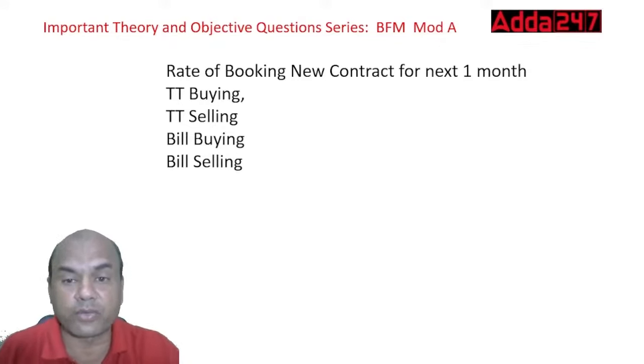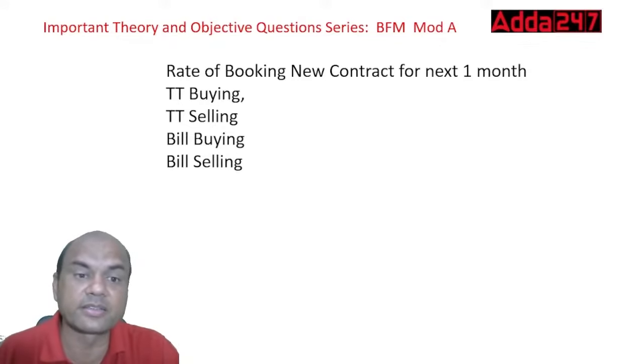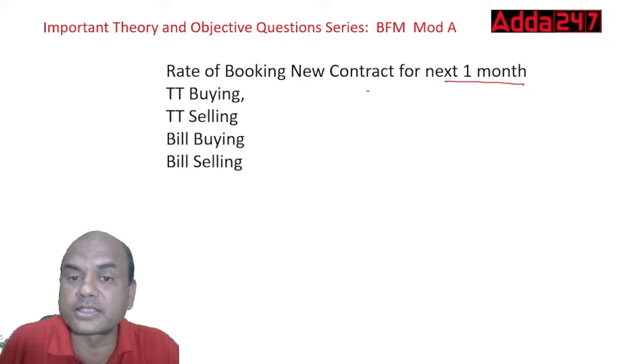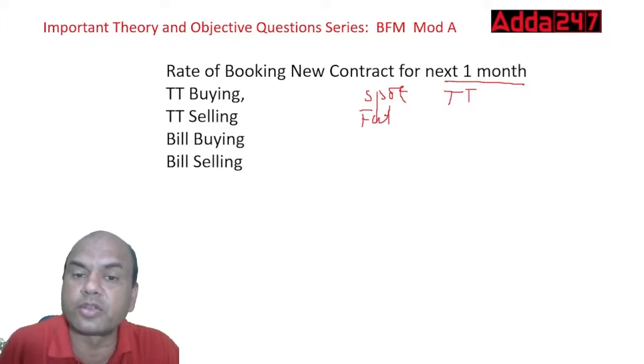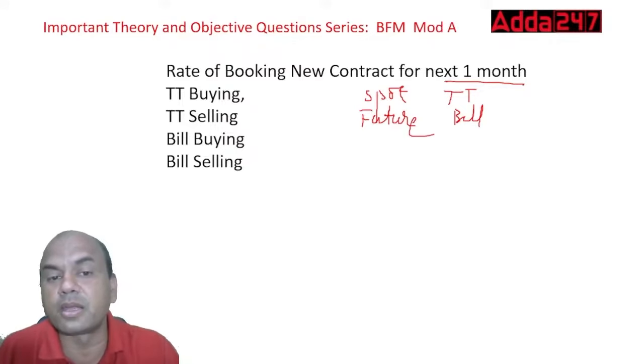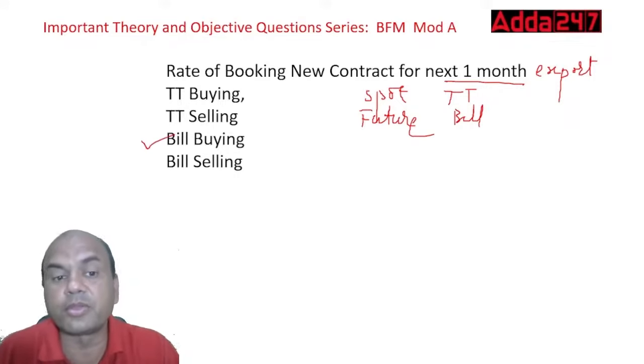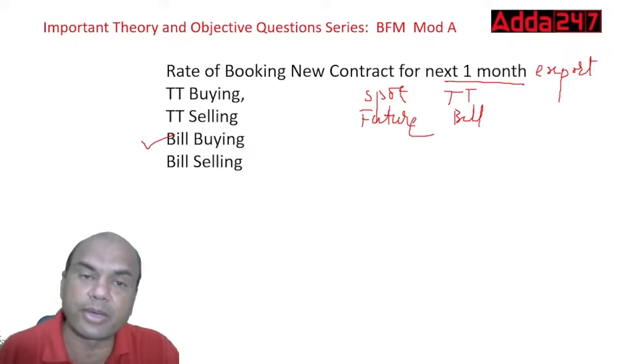Rate of booking a new contract for the next 1 month is TT buying, TT selling, bill buying, bill selling. See here, next 1 month I want. Just now I told you, spot transaction will always be done at TT, whereas future transaction will always be done at bill rate. Booking a new contract for 1 month, which contract? Suppose I say export contract. Export means buying, so I'll be using the bill buying rate. If it's import, then I'll be using the bill selling rate. So for next 1 month export, you'll be doing it at bill buying rate.